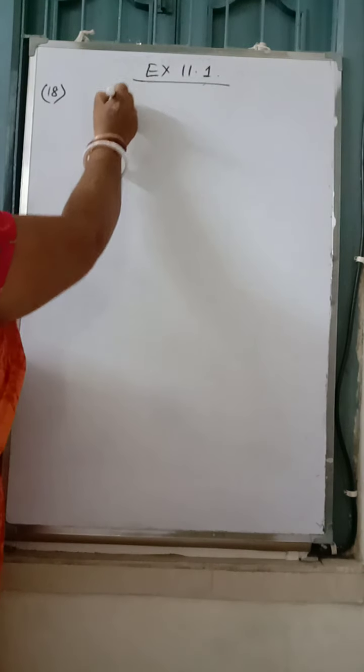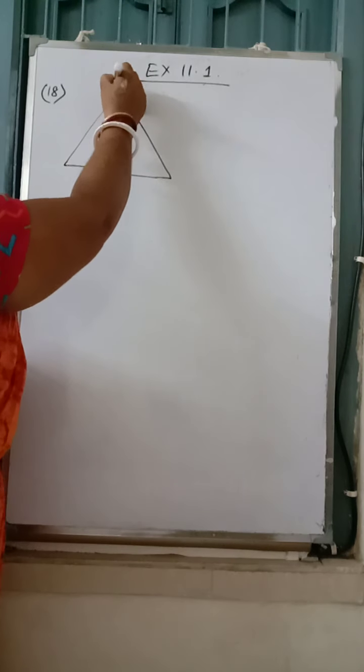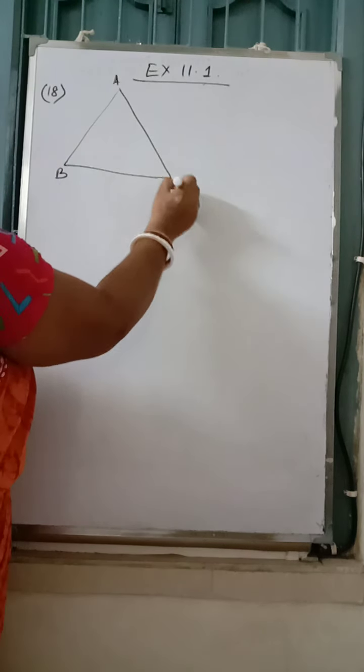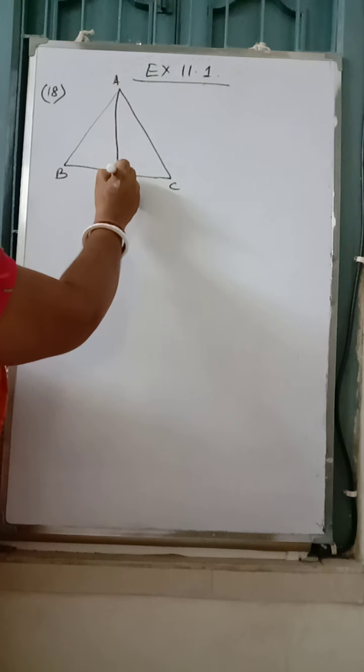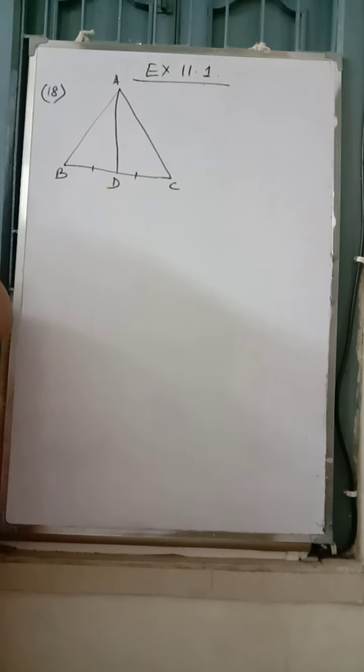We have completed up to question number 17. Look at question number 18. It says AD is the median of side BC of triangle ABC. So we have a triangle ABC in which AD is a median. It means D is the midpoint.